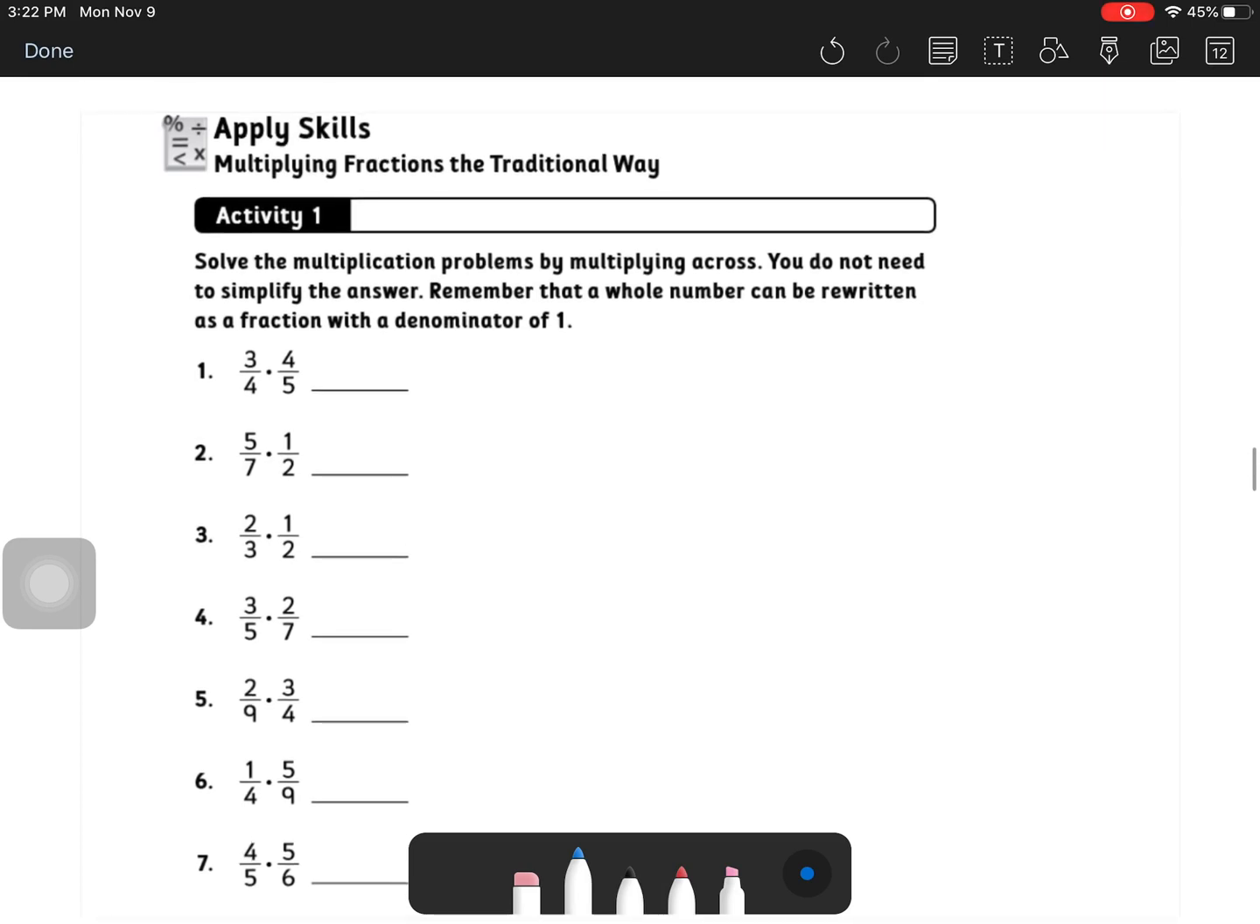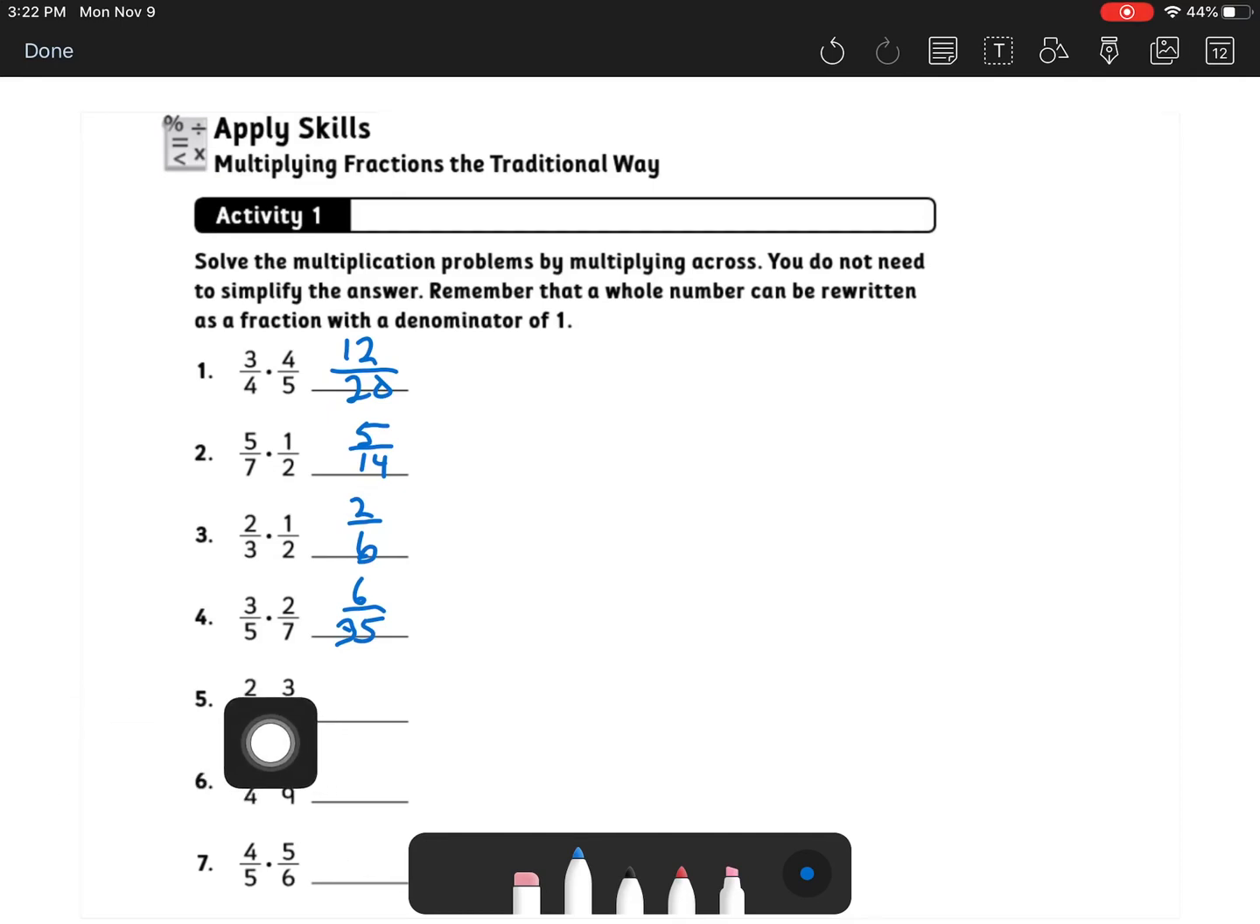Okay, so more practice, just multiplying a whole bunch of fractions the traditional way. 3 times 4 and 4 times 5 gives me 12 over 20. And 5 times 1, 7 times 2 gives me 5 over 14. Here I've got 2 times 1 and 3 times 2. So that's 2 over 6. This one, 3 times 2 and 5 times 7. 3 times 2 is 6. 5 times 7 is 35.